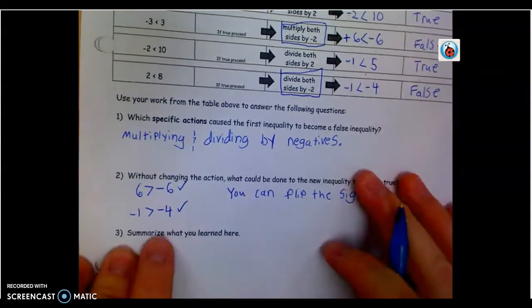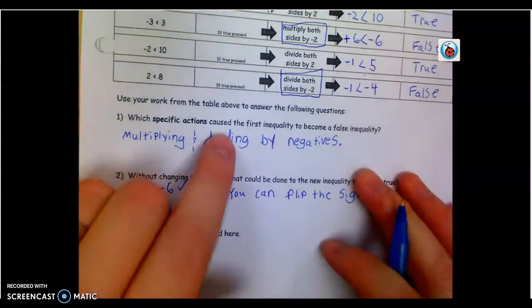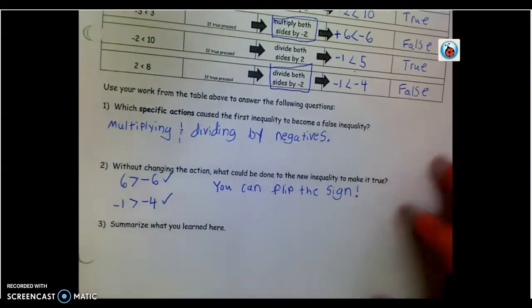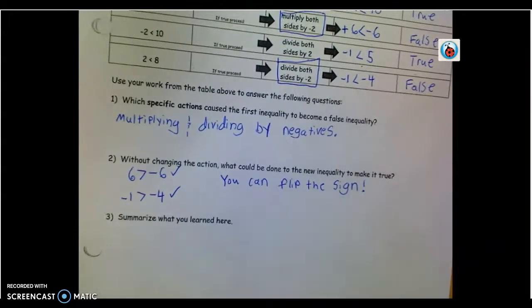Awesome. And then just summarize what you learned here. Okay, if we put these two things together, I want you to make a general statement here, right? This is very important. This is going to happen every time we have negatives in our inequalities, or at least whenever you're multiplying or dividing by negatives.